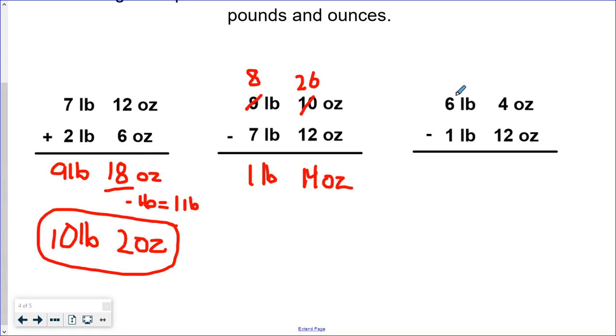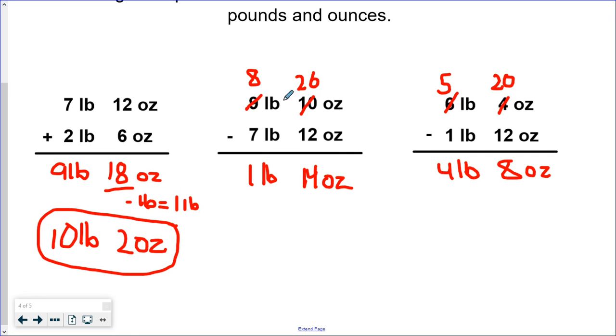I can't do that. So I'm going to borrow from the 6, make this a 5, and I'm going to take that 1 pound and add it on to the 4 ounces. Well, there's 16 ounces in 1 pound. So I'm actually adding 16 to this number here. So I'm going to take 4 plus 16, and that's going to give me 20 ounces. And now I can go ahead and subtract 20 minus 12, which is 8 ounces. And then I'm going to take my 5 pounds, subtract 1 pound. That's going to give me 4 pounds.